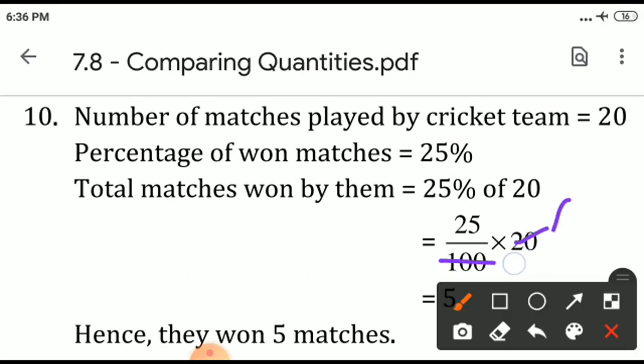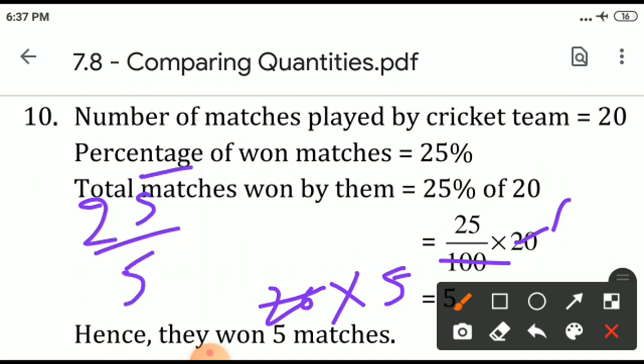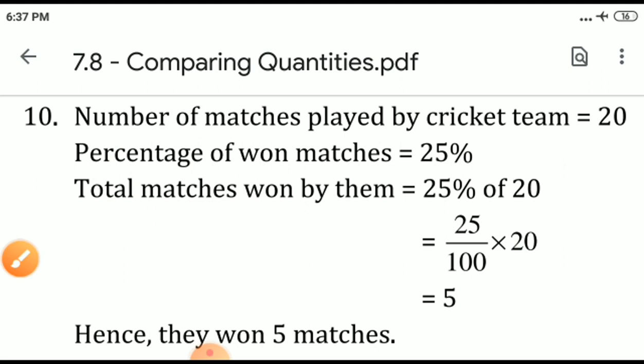21s are 20, 25, 5 are 25 multiplied by 5. 20 into 5 will give you 100, or you can do it this way, cut 20 on both sides. Now 5 and 25. 25 divided by 5, what will be the answer? We can write 5 into 5 in place of 25. Now this 5 will cut this 5. What is left on that side? 5 only. The answer is 5 matches won.